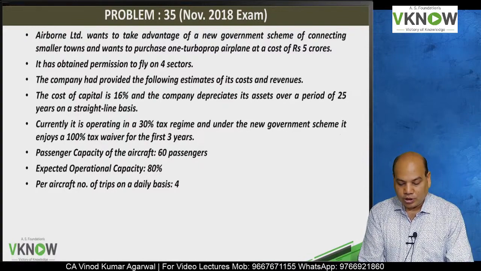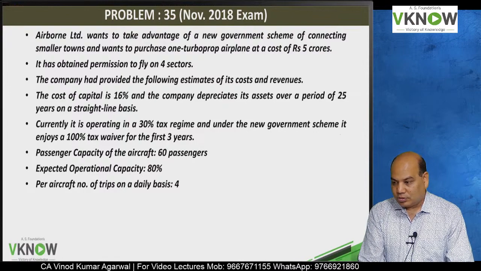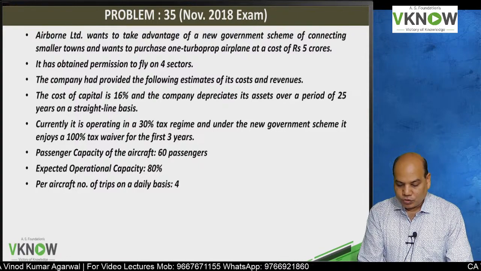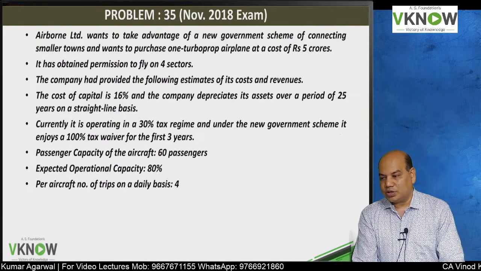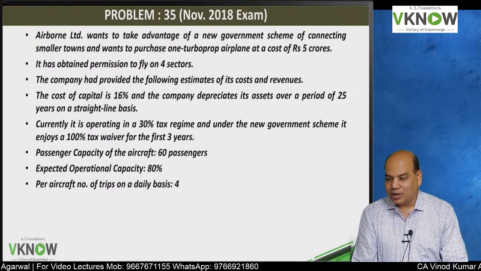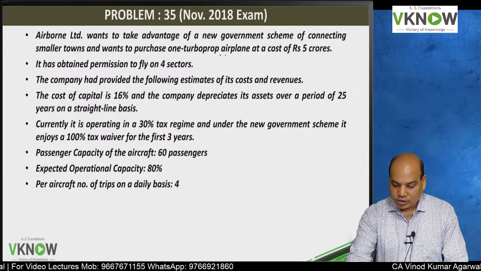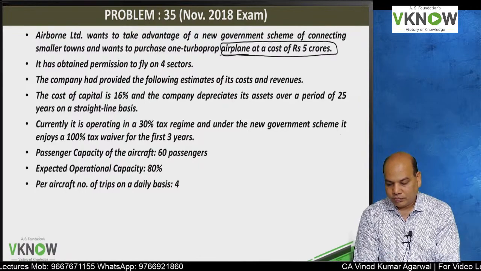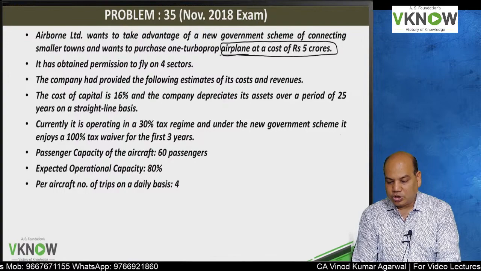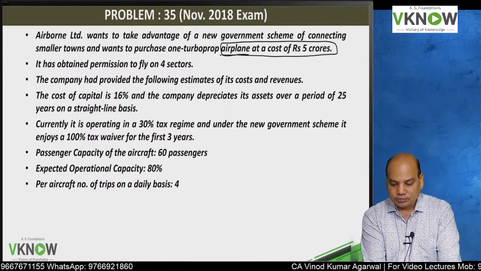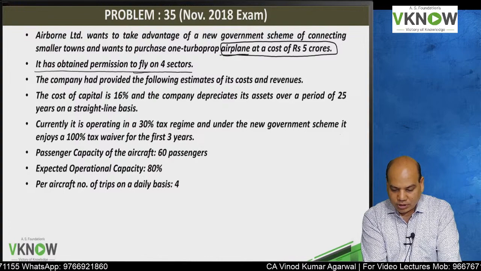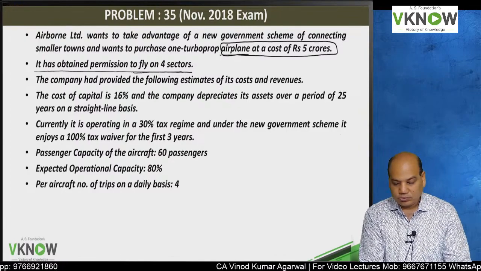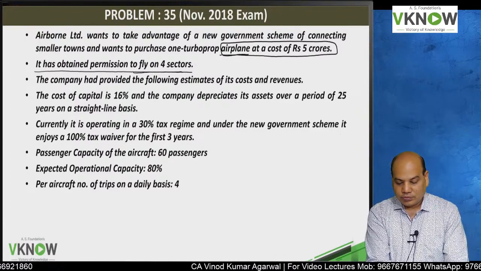Question 35. Airborne Limited wants to take advantage of a new government scheme of connecting smaller towns and wants to purchase one turboprop airplane at a cost of 5 crore. Initial investment is 5 crore. It has obtained permission to fly on 4 sectors. This will not impact my answer. The company had provided the following estimate of cost and revenue. The cost of capital is 16%.